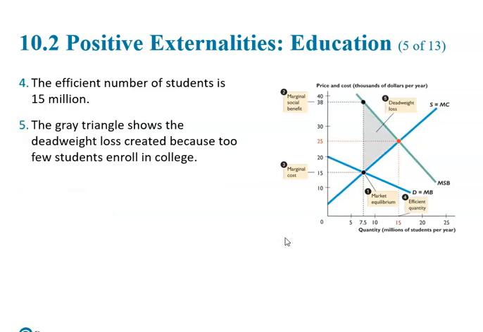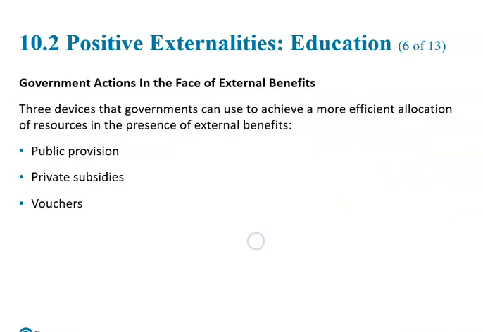So it simply means that we are not at the efficient outcome where the marginal cost is equal to the marginal social benefit, and the efficient production should be 15 million students per year. Rather, we are actually underproducing at only 7.5 million students per year getting an education. So this triangle area shows the existence of a deadweight loss, which is happening because of underproduction, because too few students are enrolling in the college.